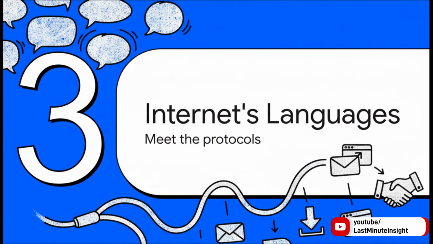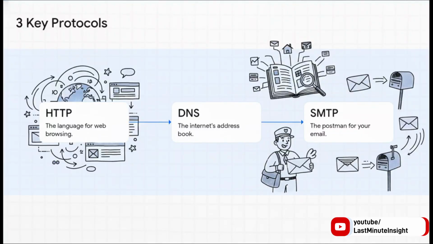Now, for the application layer to do all this incredible work, it can't just be sending random signals back and forth. It needs to speak specific languages. And in the network world, these languages are called protocols. They're basically the rules of the conversation. Now, there are a ton of these protocols, but let's just focus on 3 of the absolute biggest ones you use every day. You've got HTTP, which is the language for web browsing. Then there's DNS, which is kind of like the internet's giant address book. And SMTP, which is basically the postman for all your email.